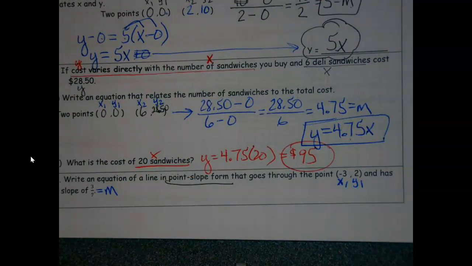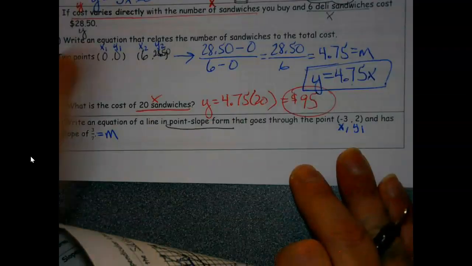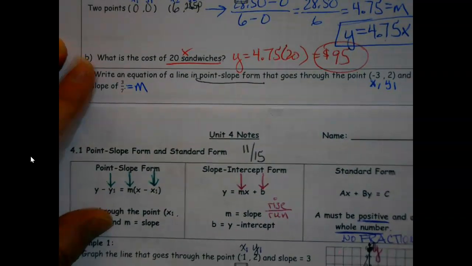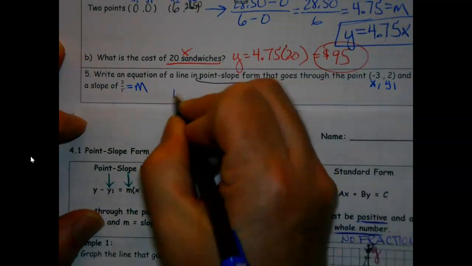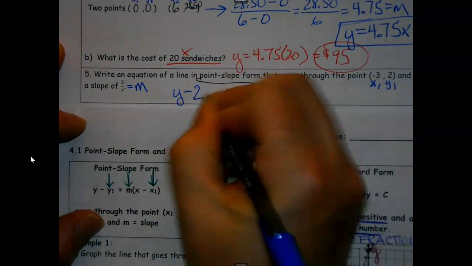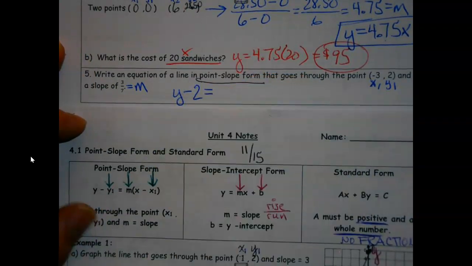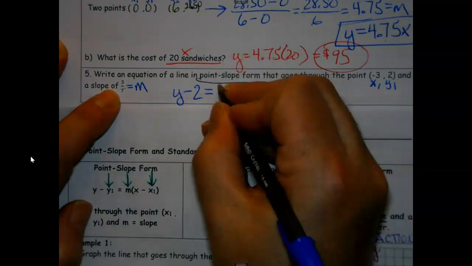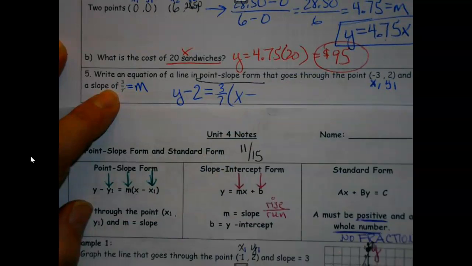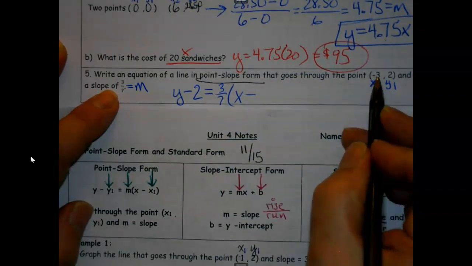So I'm literally now, and I got it on my notes too, so let me move this up. There we go. So now I'm just going to start writing. y minus y1 equals m times x minus, ooh, what happens when you minus the negative?